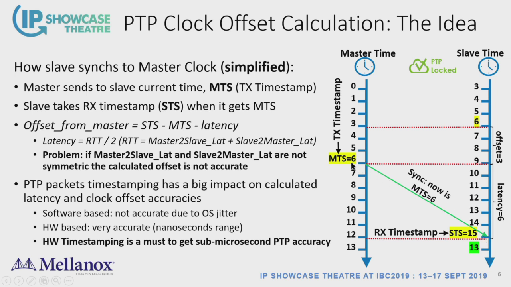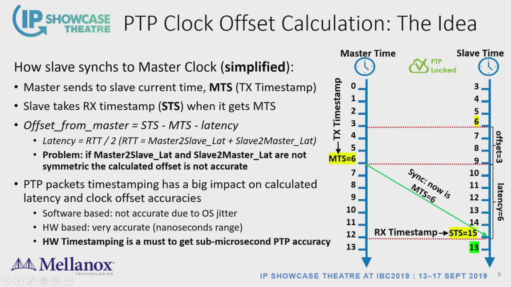6, the transmission time according to the master's clock, plus latency, how much it takes to arrive from master to slave, gives us 12 ticks. So the slave knows that at time point 15, when the message was received according to the slave clock, the time at the master was 12 ticks. And the offset is 15 minus 12, which is 3. In other words, the slave can calculate the offset by taking the receive timestamp according to the slave clock, minus the transmit timestamp of the master clock, minus latency.